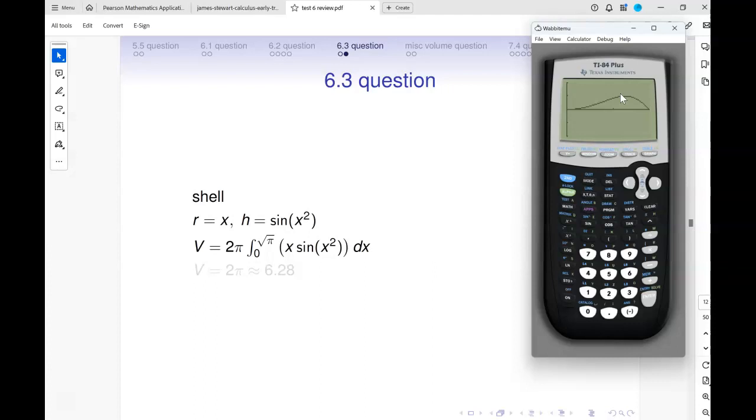Well, here's the good news. You have like 3 of these volume problems, right? What do you think you're going to expect to see? One washer, one disc, one shell, one of each, right? So if you know, hey, I can do this as a disc and do this as a washer, well, this one must be the shell one. You can help yourself through process of elimination, right?